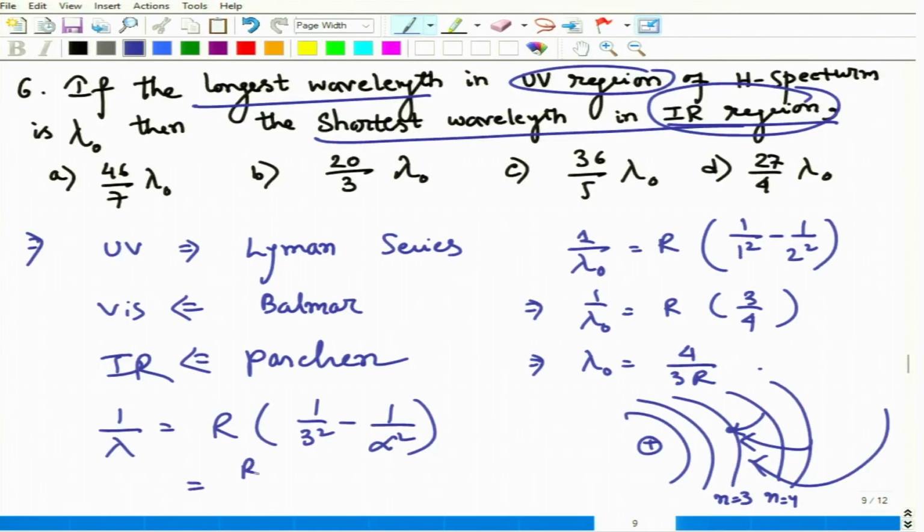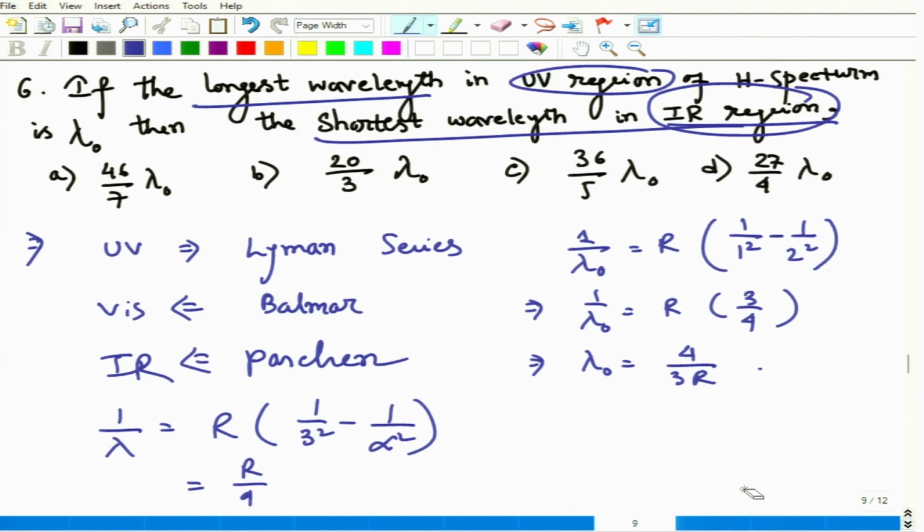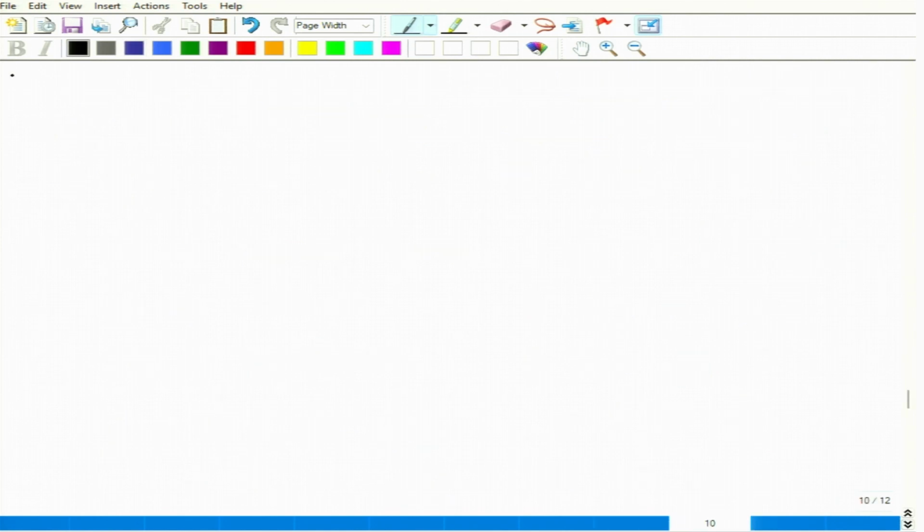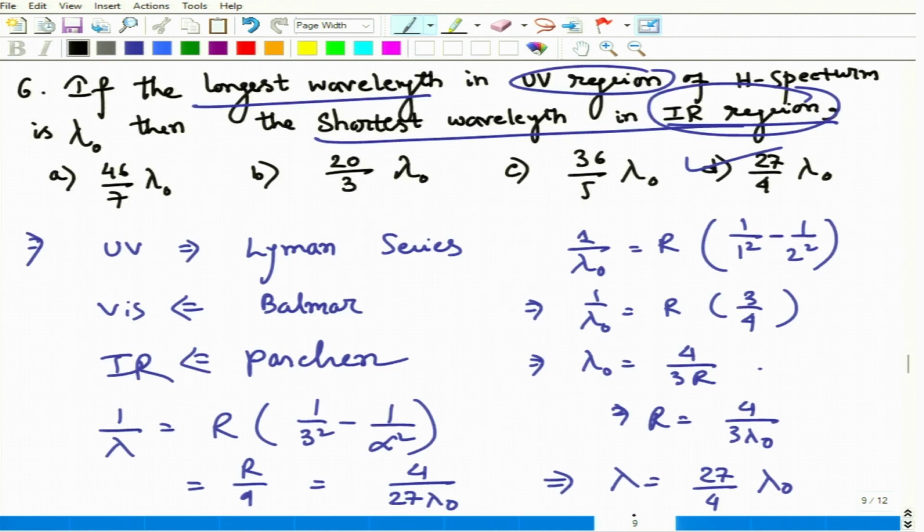So it is actually R by 9. So now we have to just put what is the R here. R is actually 4/3 lambda naught. So it's then 4/27 lambda naught. So lambda will be 27/4 lambda naught. So this will be the correct option, D. Okay. Now what will be the question number? It's 7.